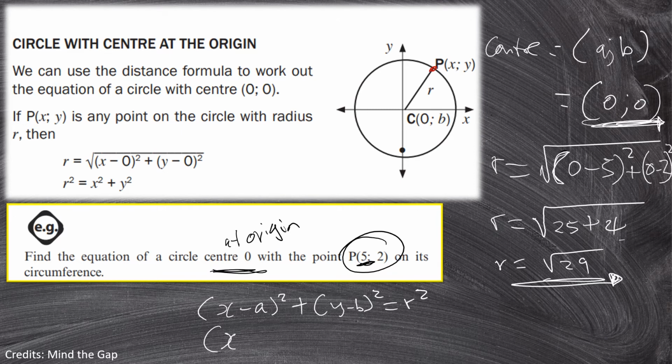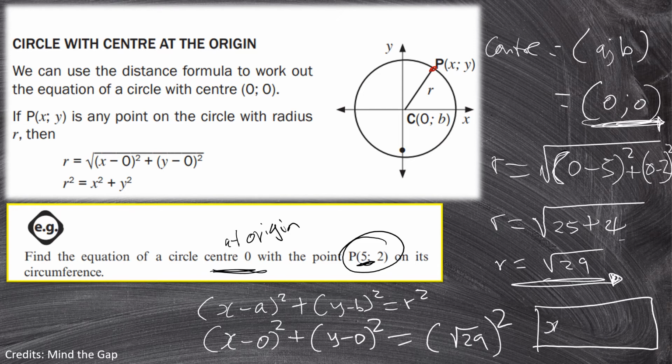Your center is 0, so it's going to be x minus 0 squared plus y minus 0 squared, where a and b are 0. Our radius is root of 29, then we square. We can simplify this to finally get our equation. It's going to be x squared plus y squared is equal to 29, and this will be the equation of this circle.